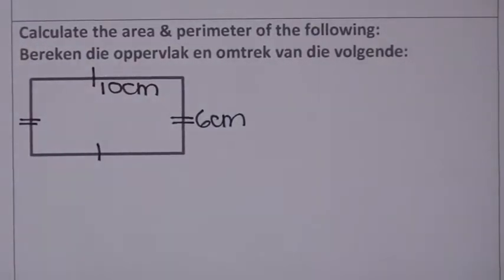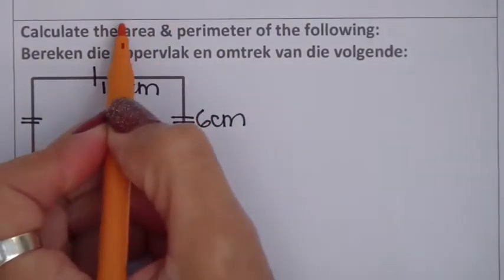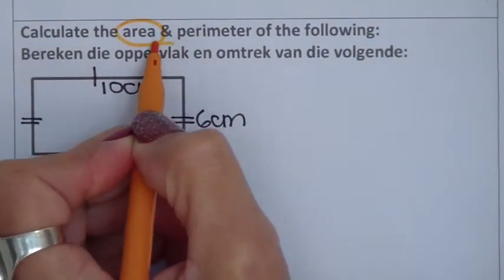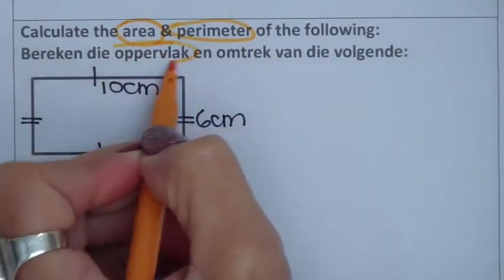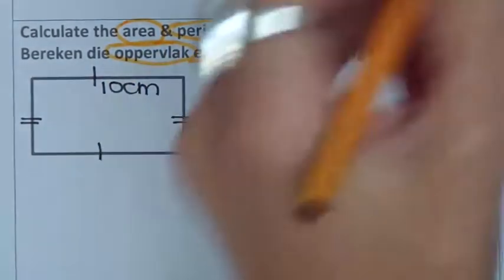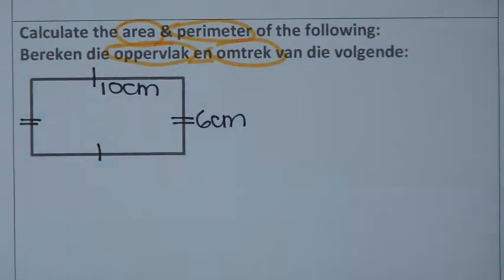Calculate the area and perimeter of the following. Bereken die oppervlak en omtrek. Guys, this is important. It's the area and the perimeter. Dis die oppervlak en die omtrek. Is al twee. As jy net die een gaan doen, verloor jy die helfte van jou punte. Dis am hartseer. Okay.